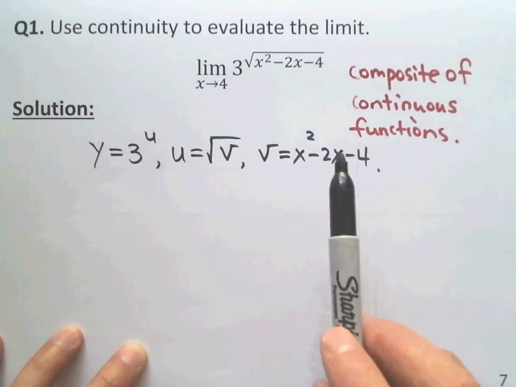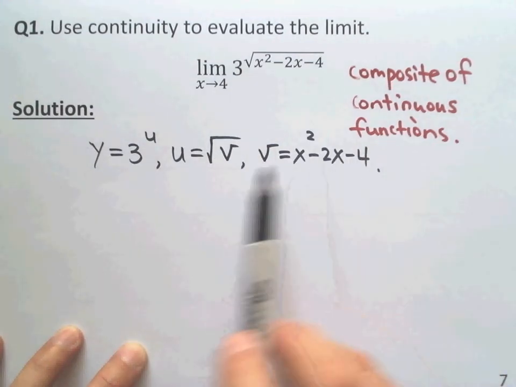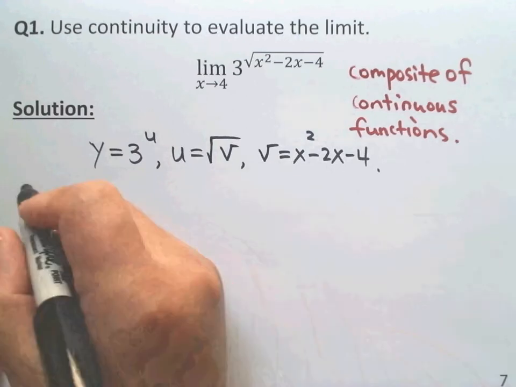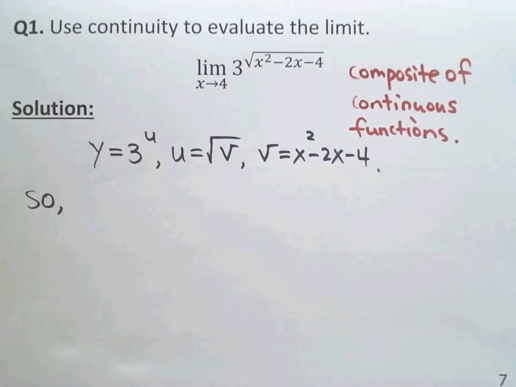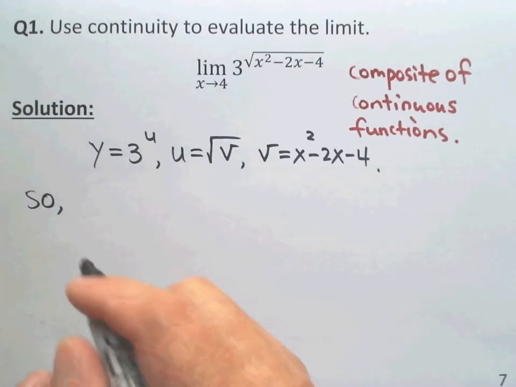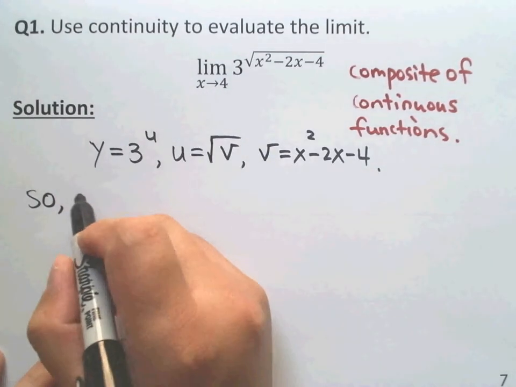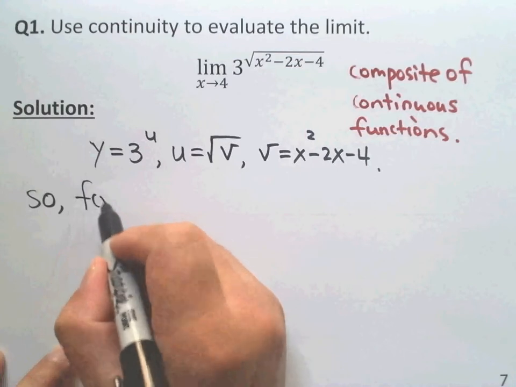You know, exponential is a basic function, continuous, right? Root function, continuous. Polynomial function, continuous. Therefore, the composition function is continuous. So what do we get? We say this.